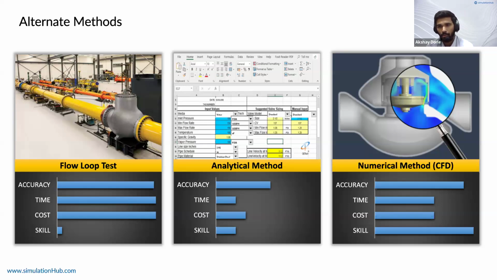The next is numerical methods or CFD. So accuracy is very close to real life scenarios. The time required is more compared to analytical method, but is much less as compared to the physical flow loop testing. The cost, yes, definitely. There's the infrastructure cost for numerical method. You have to have a high performance computing or a workstation. You have to have a license of the CFD software, and you must also have a skilled CFD professional to actually use these tools and give you sensible results.